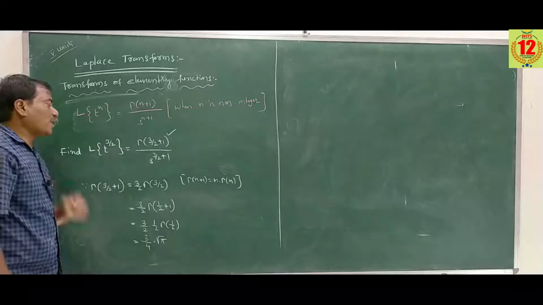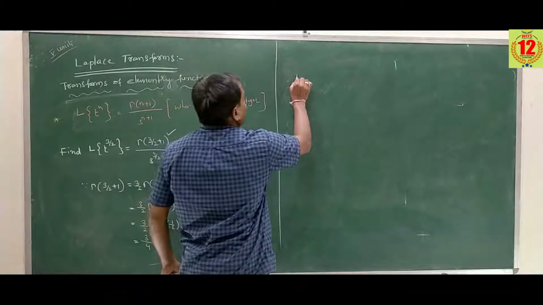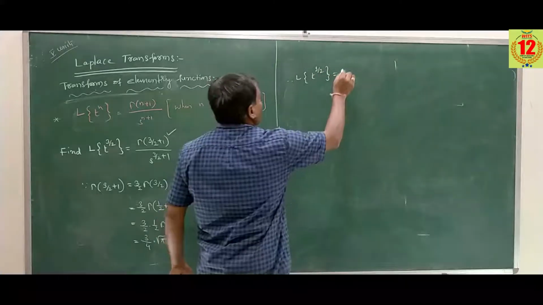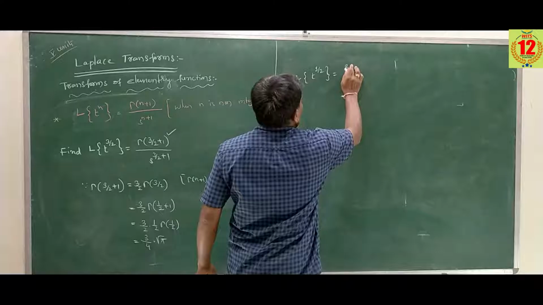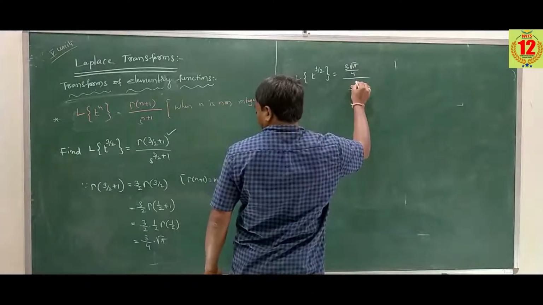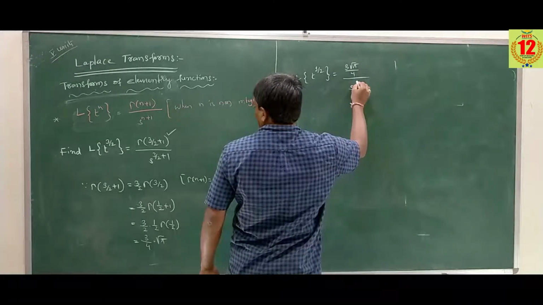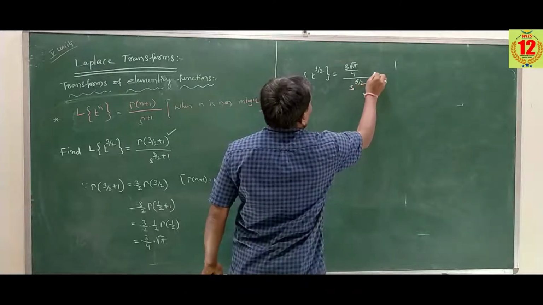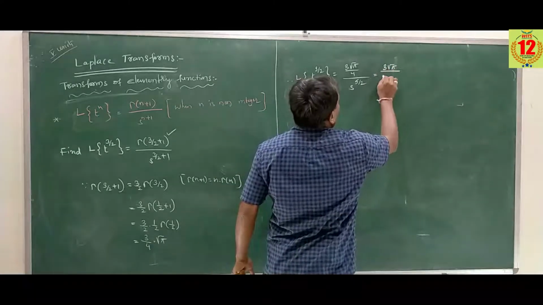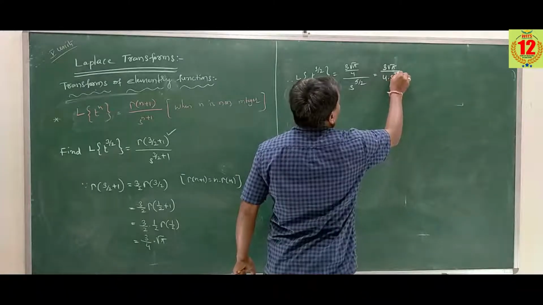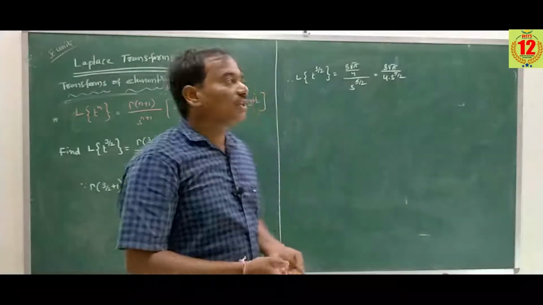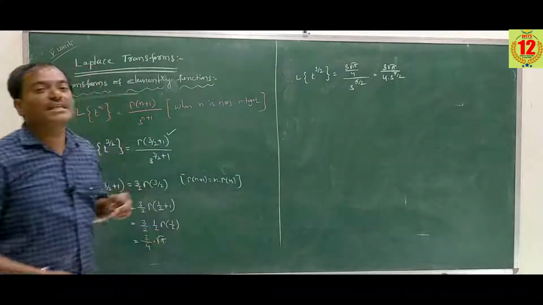We have to substitute this value in the numerator. So therefore Laplace transform of t to the power of 3 by 2 equal to 3 root pi by 4 all divided by s power 3 by 2 plus 1, which is 5 by 2. This is equal to 3 root pi by 4 into s power 5 by 2. This is the process of finding Laplace transform of t to the power of n when n is non-integer.